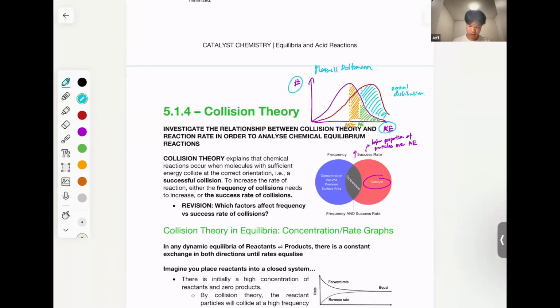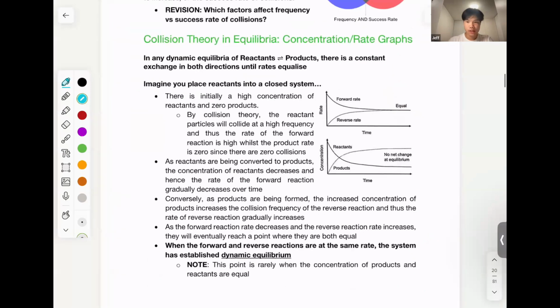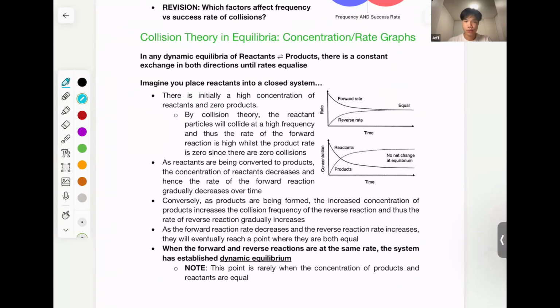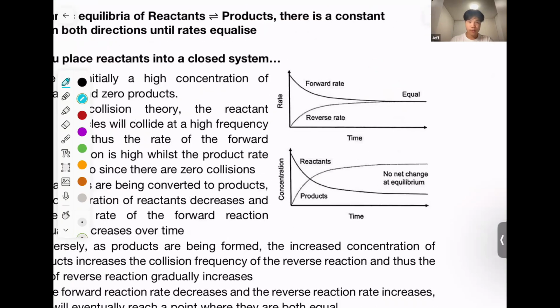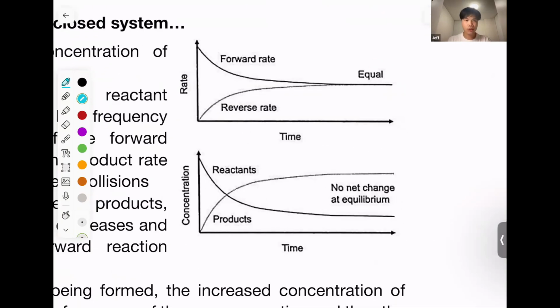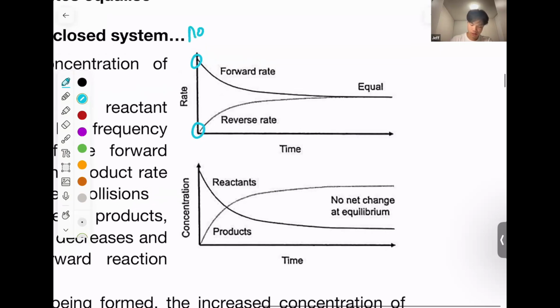Okay. Final thing we talk on is how you can link collision theory to the concentration and rate graphs. For any shift in equilibrium, the crux of why you shift is because the rates are no longer equal. That happens in every shift, whether it is a concentration change, whether it is a temperature change, whether it is a pressure volume change. The reason why your shift happens is because your forward and reverse rate are no longer equal. So they're not equal for any shift.